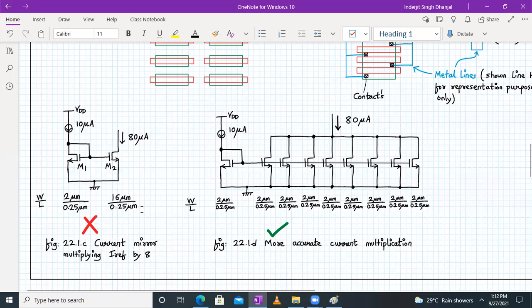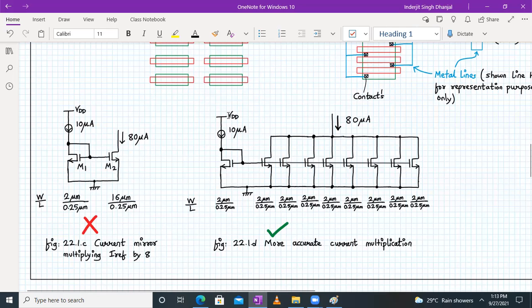On paper, it may look like it's correct. But this current mirroring, that is multiplying the I reference by 8, it's a wrong approach, right? It's not a good approach. And that's the fundamental of your analog circuits. If you try to understand this correctly from the perspective of layout and the fabrication and the mask perspective, then this is absolutely wrong.